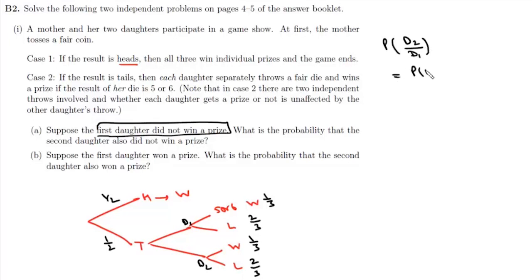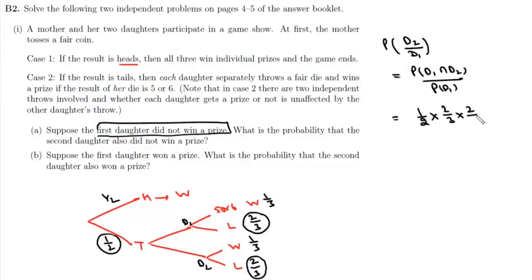So we'll have this probability as probability of D1 intersection D2 upon probability of D1. Now both of them will not get a prize only if it is tails. So if it is tails, we'll get 1 by 2, and then both of them independently do not get 5 or 6. So it will be 2 by 3 into 2 by 3. Now divided by probability of first daughter not getting a prize.